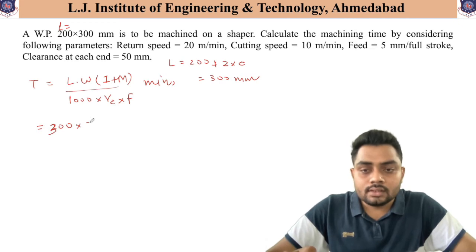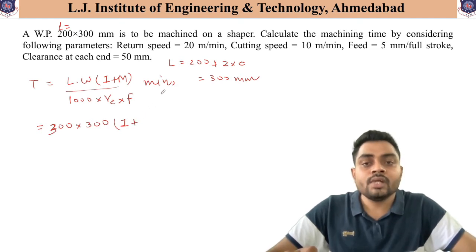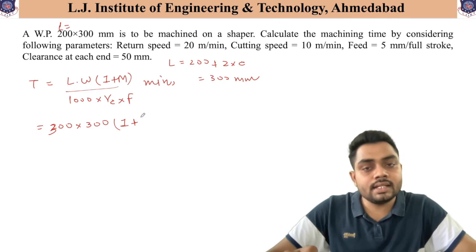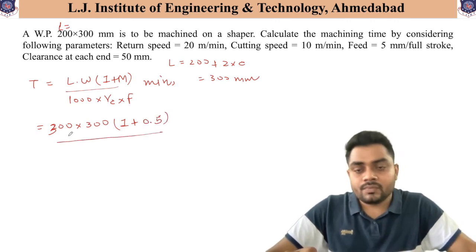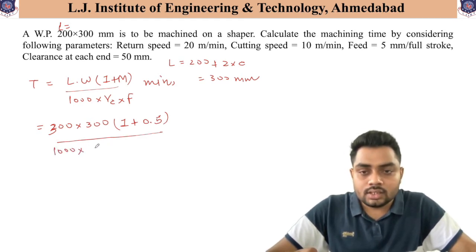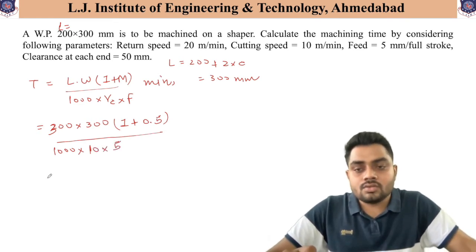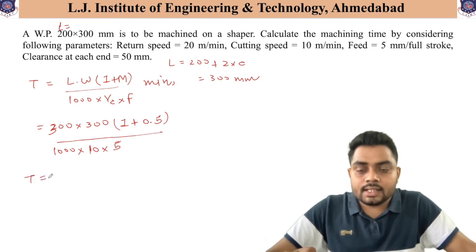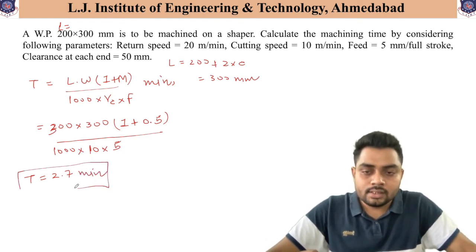Now the width is also given as 300. Now 1 plus M, we already found the value of M, right? M is nothing but the ratio of cutting speed divided by the return speed. So that will be 0.5 divided by 1000. Now we know the cutting velocity or the cutting speed is 10, and the feed given is 5. When you solve this numerical data, you will find that the machining time is also 2.7 minutes.